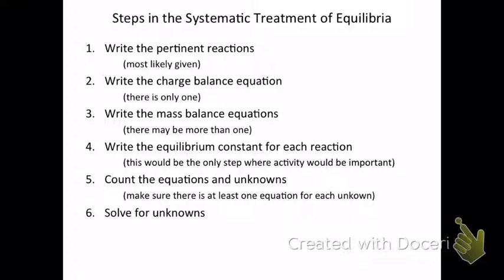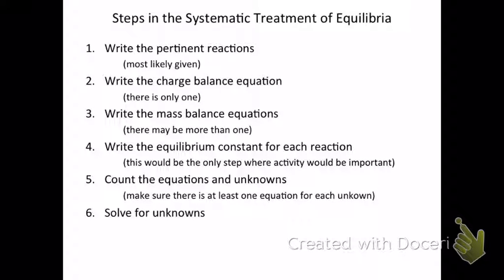So these steps might vary slightly from location to location. We're going to just say that there's 6 steps as I lay out here, and we're going to call these 6 steps formally the systematic treatment of equilibrium. And so this is the systematic way that we treat equilibria problems when a simple ICE table won't do. And so first we start by writing the pertinent reactions.